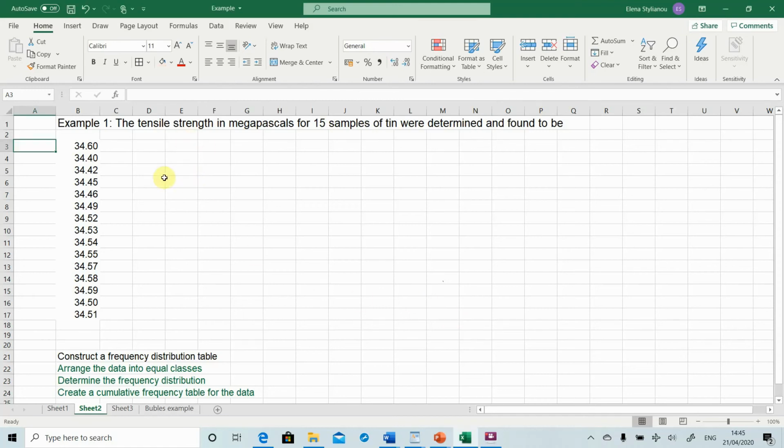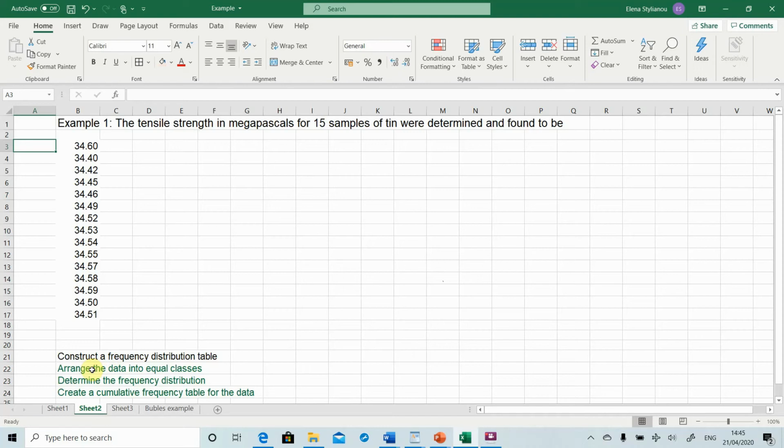Hi, we will see an example with you here. First example in our statistics part of the course. What we need to do, we are given 15 samples: tensile stress measured in megapascals for 15 samples of tin, and data were collected. What we need to do is construct the frequency distribution table.